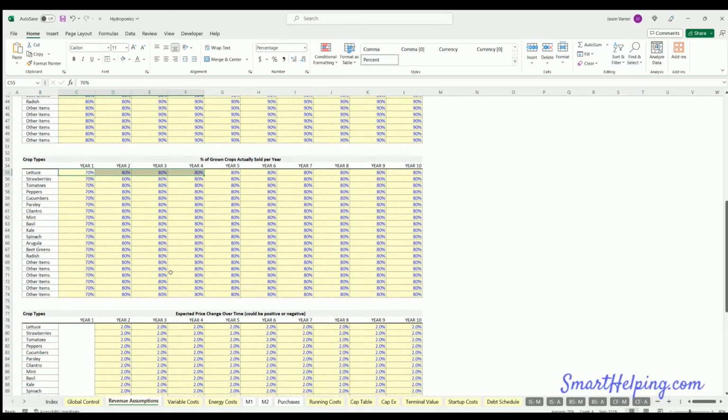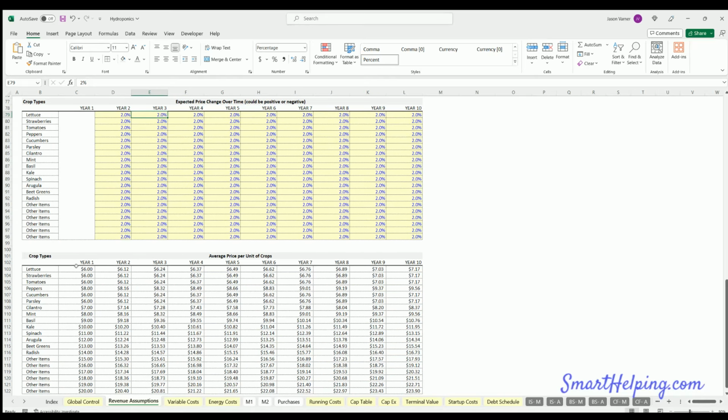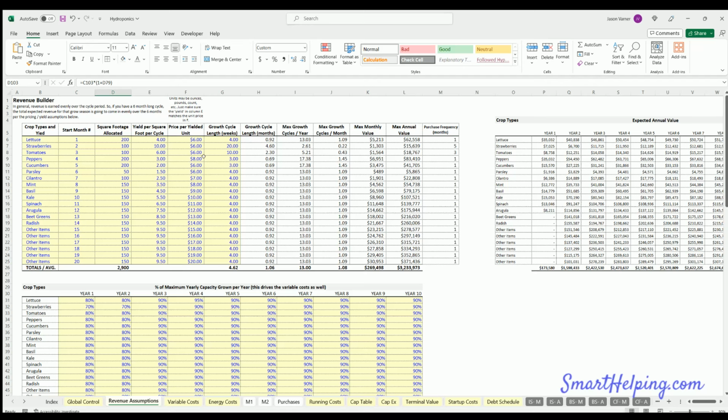Pricing you can adjust over time by crop type with a percentage here as well. And this will show you the starting price, and these are all priced per unit. So when you put in $6 here, this is the price per whatever unit you're calculating in your yield. So this is going to be your units, whatever you're denominating that in, and that's going to be multiplied by the square footage to get your total, and that's multiplied by the price to get your revenue.